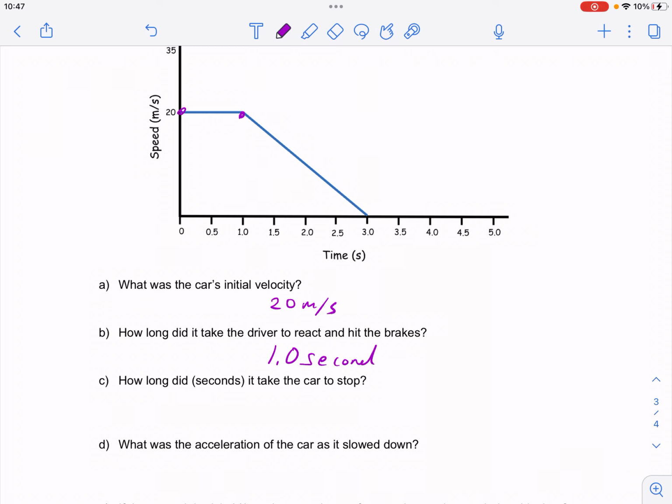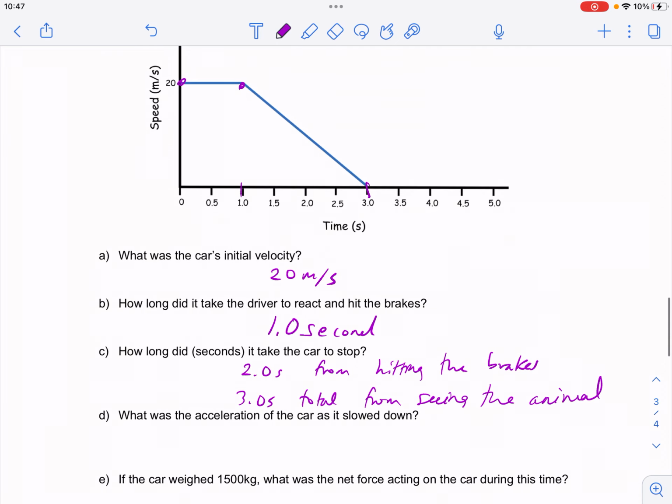And how long did it take the car to stop? Well, from that point, it took another 2 seconds for the car to stop. So it took 2 seconds from hitting the brakes, and it took 3 seconds total from seeing the animal. So I know the car is stopped when its speed goes to 0.